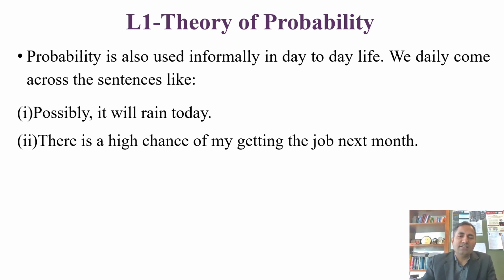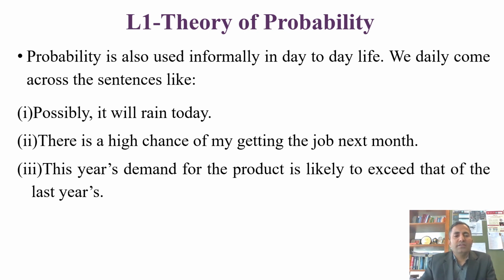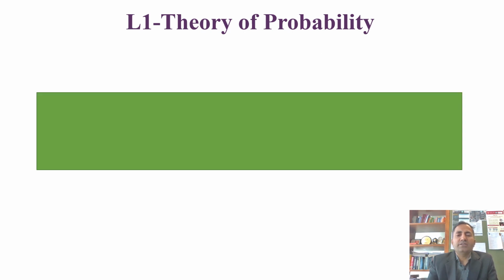I told you earlier that we cannot be certain. It is an uncertain phenomenon, an unpredictable phenomenon. This year, the demand for the product is likely to exceed that of last year. It is also one example of the uncertain. The odds are 3:2 in favor of getting the contract applied for. So there are a number of examples that you can see.